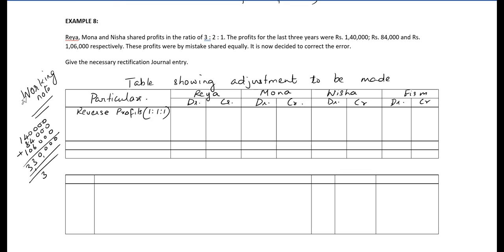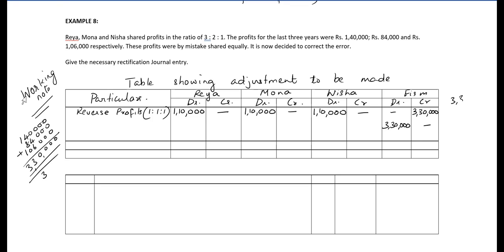Since we are reversing the profits, we'll debit the partner and credit the firm. So 1,10,000 debit of Rhea, 1,10,000 debit of Mona, and again 1,10,000 debit of Nisha. Total 3,30,000 to the credit of the firm. Now we'll balance the firm. 3,30,000 on the debit of the firm, and this needs to be distributed in the correct ratio of 3:2:1.